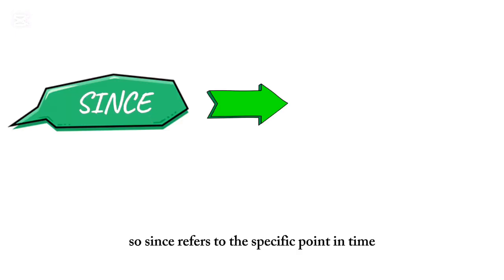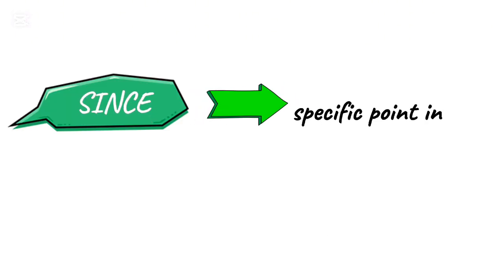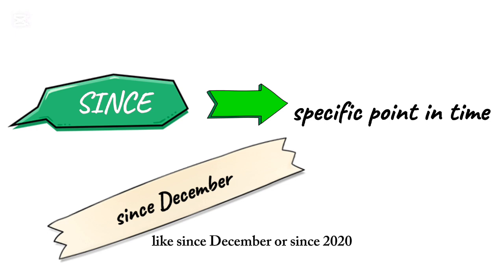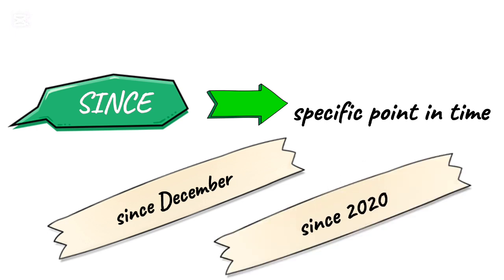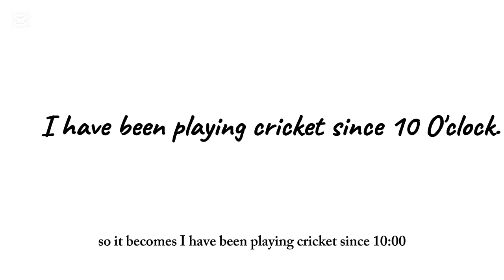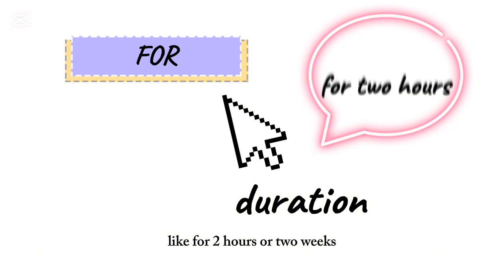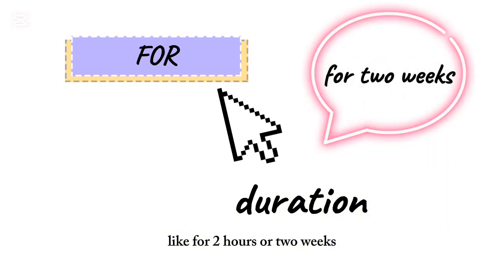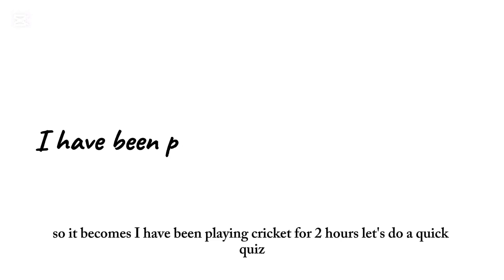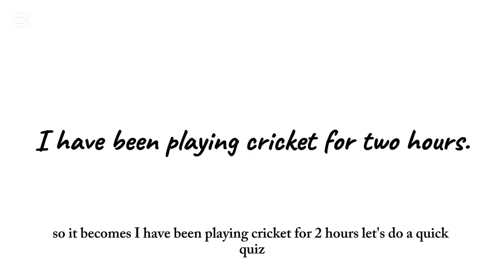So since refers to the specific point in time, like since December or since 2020. So it becomes, I have been playing cricket since 10 o'clock. For is used to talk about the duration. Like, for 2 hours, or 2 weeks. So it becomes, I have been playing for 2 hours.